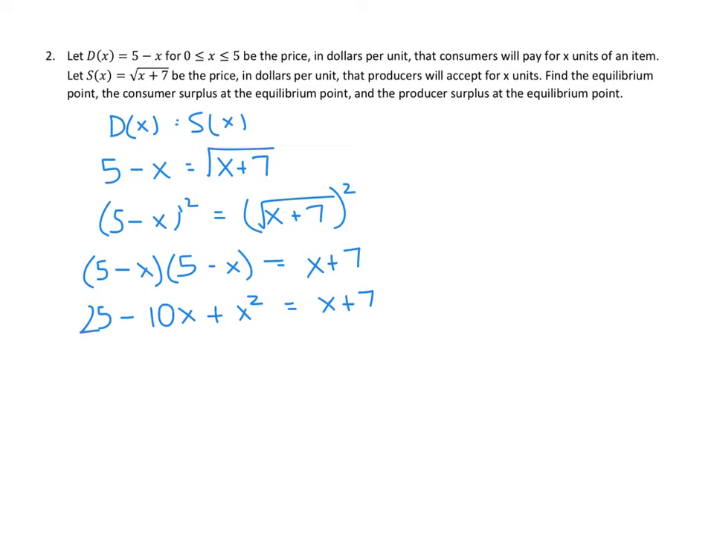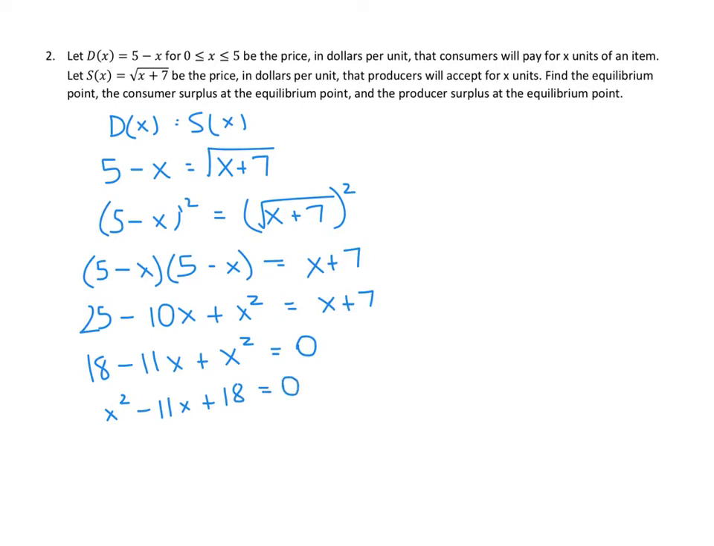Since we're solving a quadratic, let's get all the terms on one side. We'll move all the terms to the left-hand side here. So I'm going to subtract x from both sides and also subtract 7 from both sides. So we're going to have 18 minus 11x plus x squared equal to 0. Now this quadratic will factor. Let me rearrange these terms: x squared minus 11x plus 18 equal to 0, putting it in standard form.